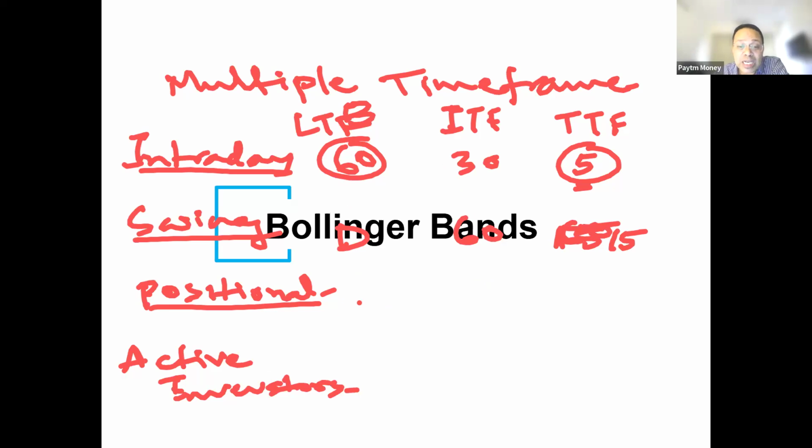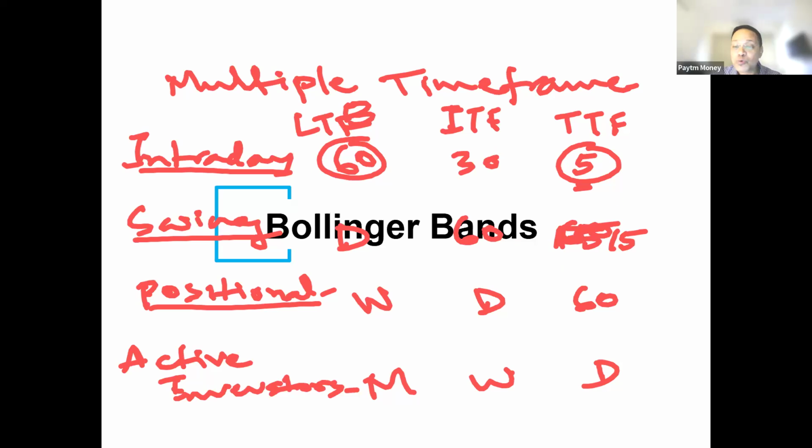Now positional is weekly, daily, and 60 minutes. And what is for active investors? Monthly, weekly, and daily. Are you getting my point, guys? Now it's a very important thing. Okay, this table is a very important thing.